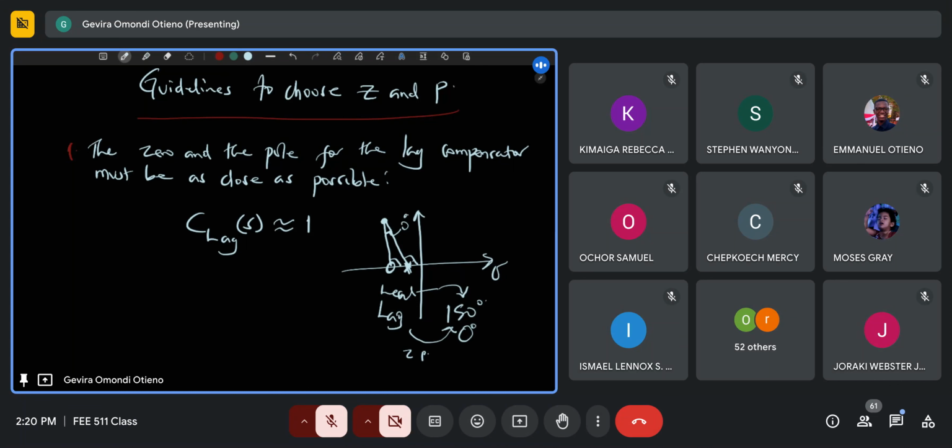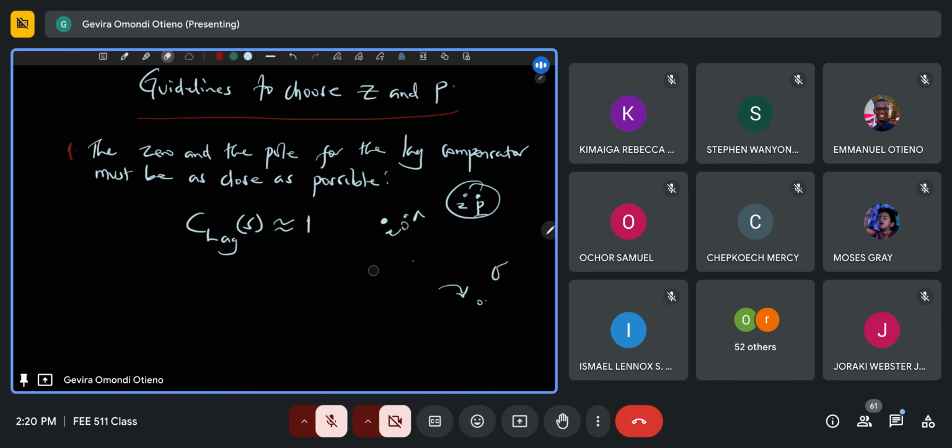Okay? Because as long as there's a position for a pole and another position for a zero, and we've made them as close as possible, there's going to be a pole location and a zero location. But we want them to be very, very close together. I'll give you the guidelines for doing that.